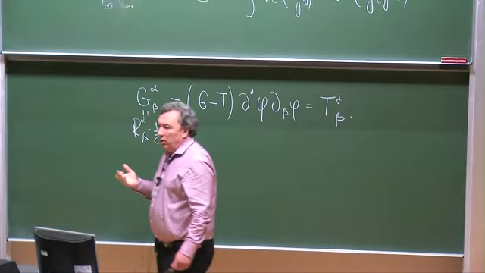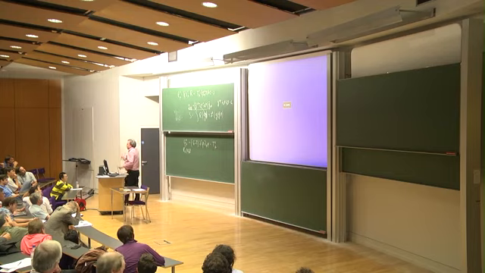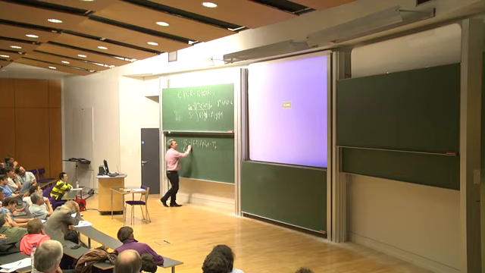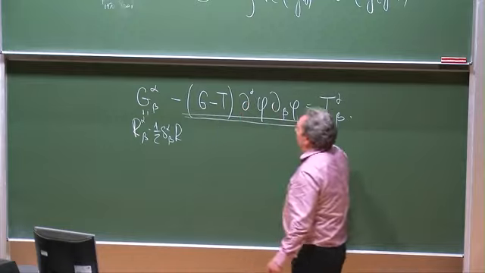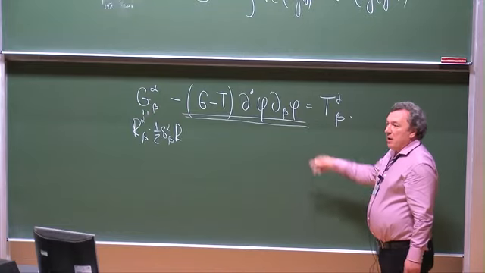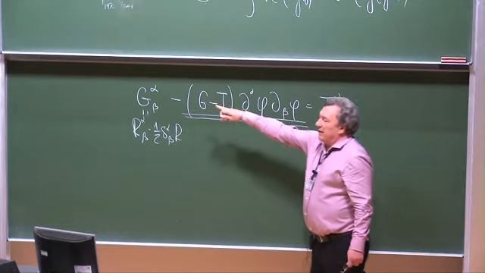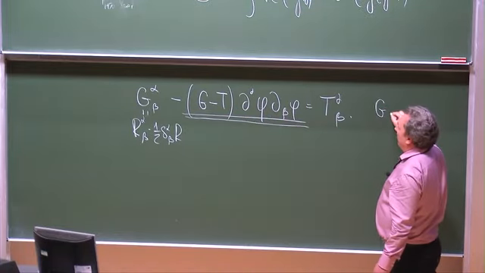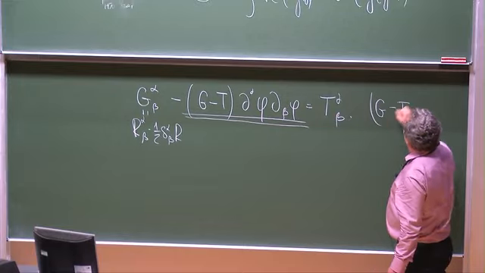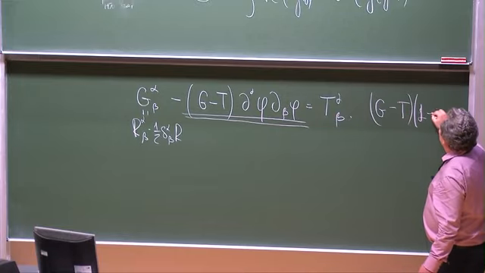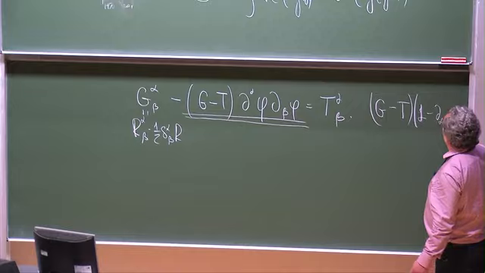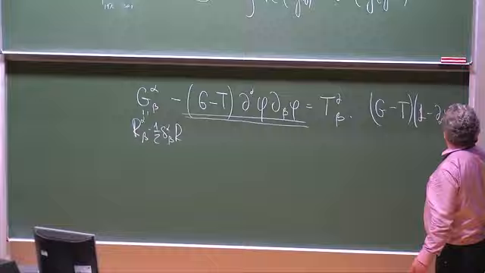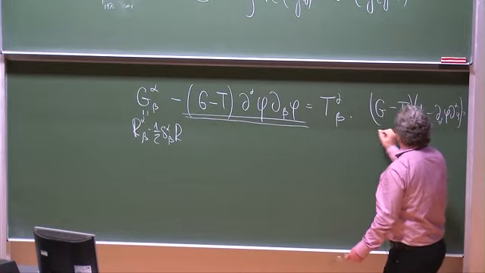So you see, what we got as a result of this modification of the variation principle, a consistent change of the Einstein equation, is that this extra term appeared. Moreover, if you would take the trace of this equation, then you get that G minus T multiplied by 1 minus d alpha phi is equal to 0.